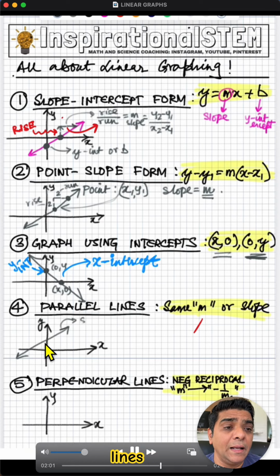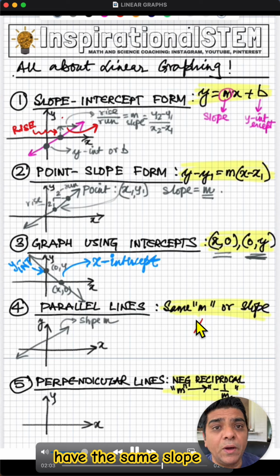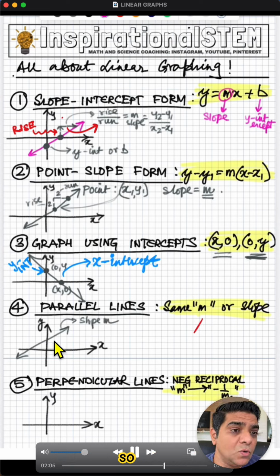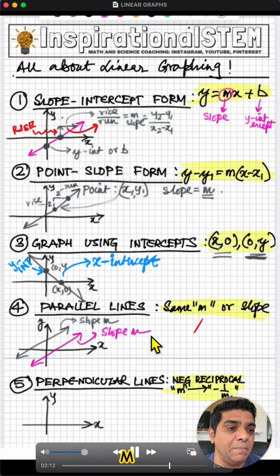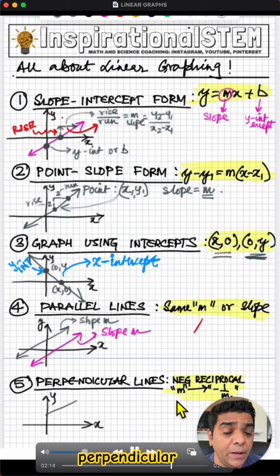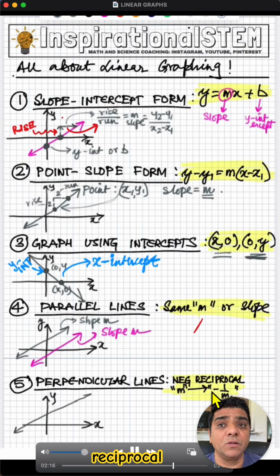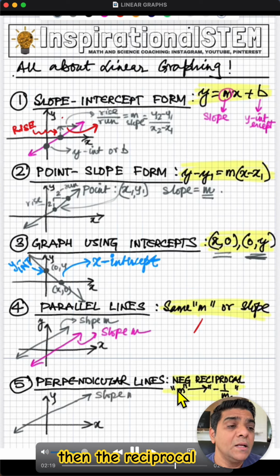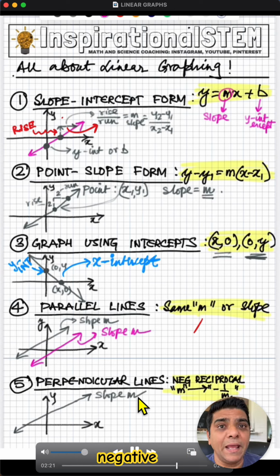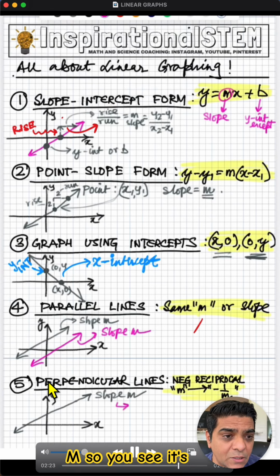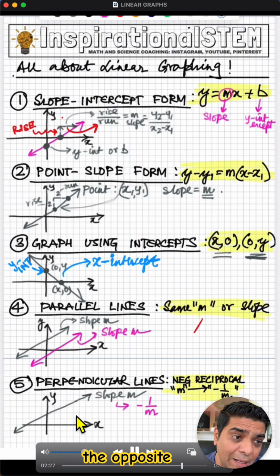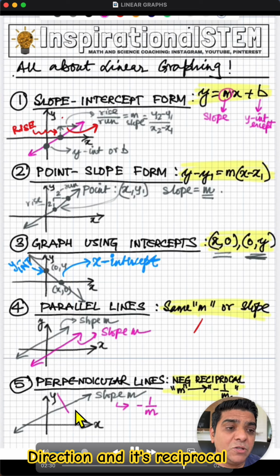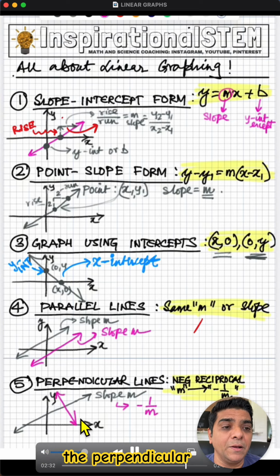So what are parallel lines? Parallel lines have the same slope m, okay? So if this is one line that has a slope m, the parallel line to that will have the identical slope m. Now, what are perpendicular lines? Perpendicular lines have negative reciprocal slopes. What that means is, if you have slope m, then the reciprocal is 1 over m and the negative is negative 1 over m. So you see it's going to be perpendicular because it's not only negative, running in the opposite direction, but it's also the reciprocal. Okay, so that's the perpendicular line.